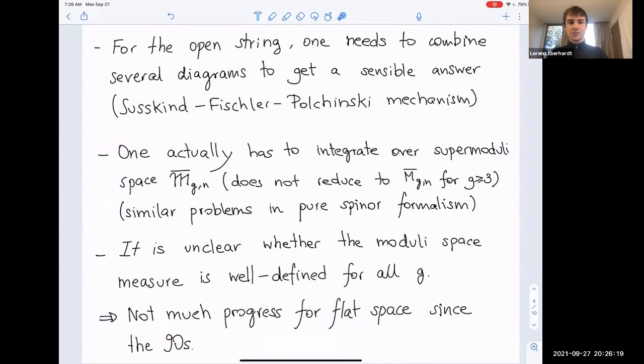Then we should actually do superstring theory, and there are different formalisms for that. It's not too important, but for instance, if you do the RNS formalism, you should actually integrate over supermoduli space, which in general doesn't reduce to moduli space. So you actually have to do an integration over a non-trivial supermanifold. And it's even unclear whether the measure on this supermoduli space is well-defined for all genus. So even in flat space, I would say it's fair that there's not that much progress happening since the 90s, essentially.